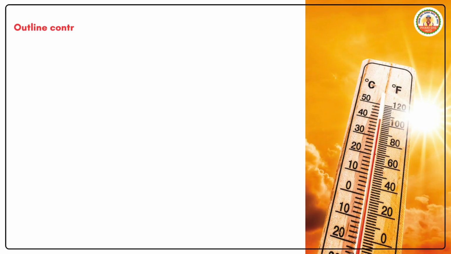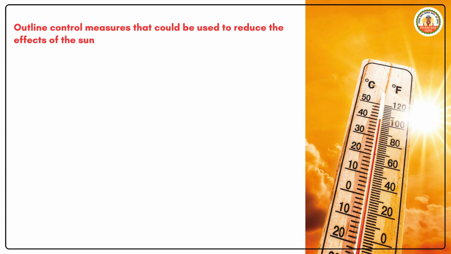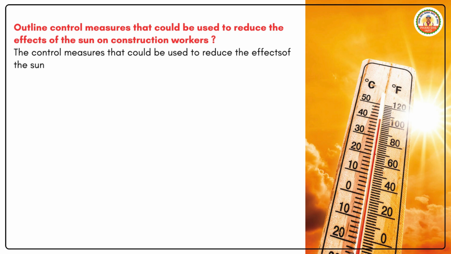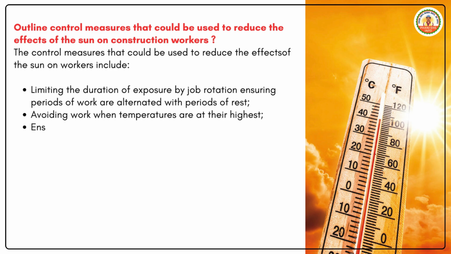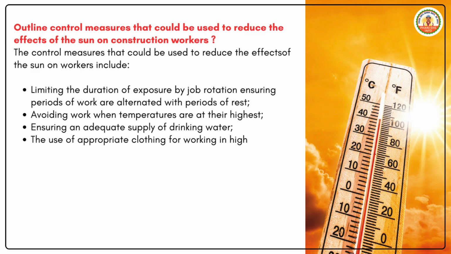Outline control measures that could be used to reduce the effects of the sun on construction workers. The control measures that could be used to reduce the effects of the sun on workers include limiting the duration of exposure by job rotation, ensuring periods of work are alternated with periods of rest. Avoiding work when temperatures are at their highest. Ensuring an adequate supply of drinking water. The use of appropriate clothing for working in high temperatures.